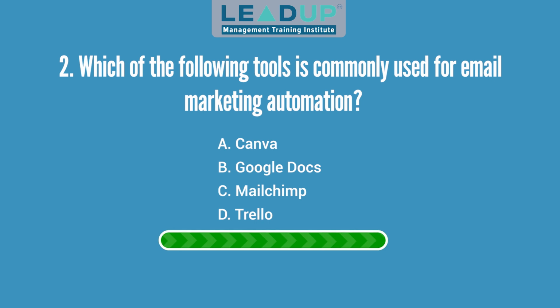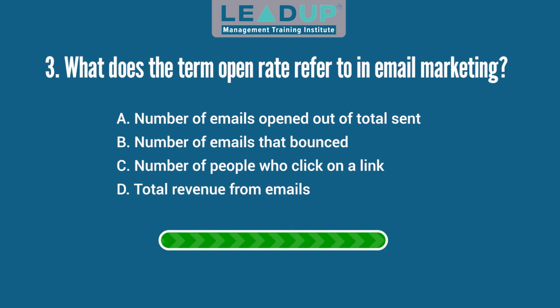Question 2. Which of the following tools is commonly used for email marketing automation? A. Canva, B. Google Docs, C. MailChimp, and D. Trello. The answer is MailChimp.